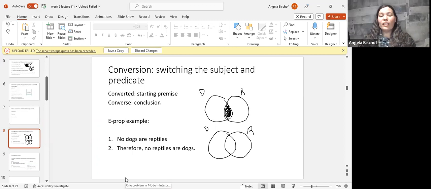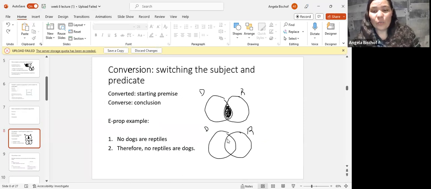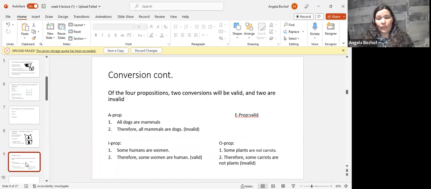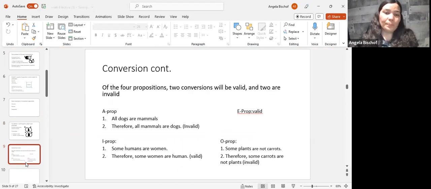All right. So therefore, no reptiles are dogs. What's that saying? There's not a single thing that's a reptile that's also a dog. And spoiler alert, you shade in the middle here. And to check for validity, well, I already know immediately the diagrams are exactly the same, so I know that this argument is valid. Same thing goes for the I proposition, but I won't draw that one.